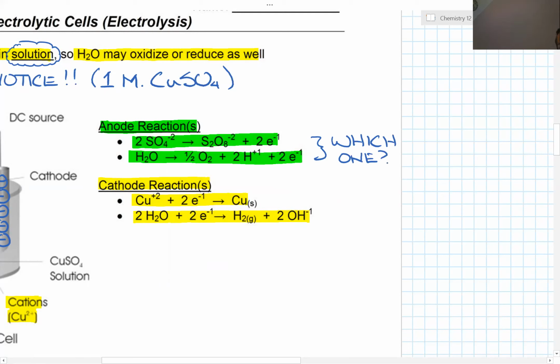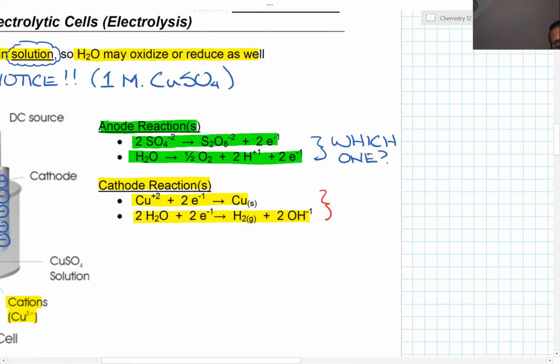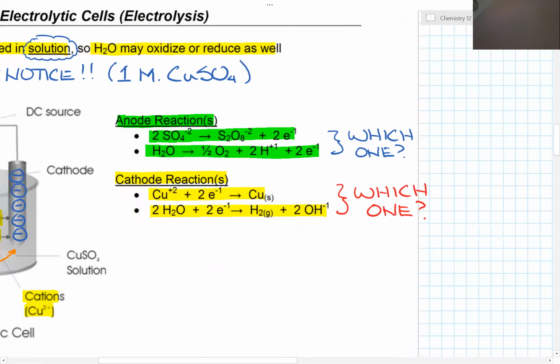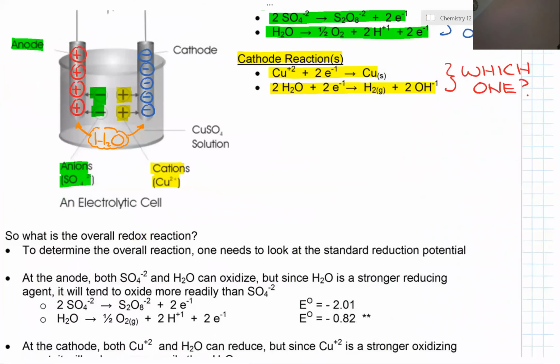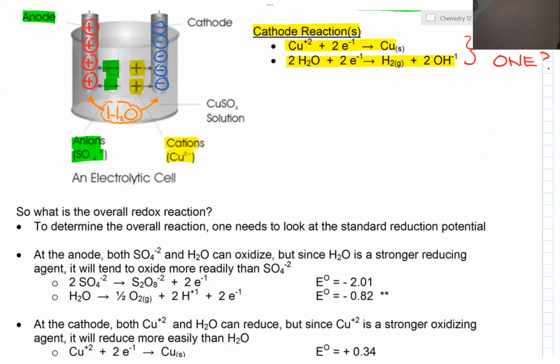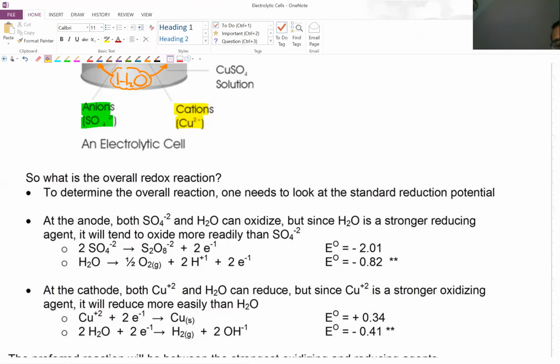Which one will undergo oxidation? Also, which one will undergo reduction? Okay. Now, what we need to do is the same thing. We need to look at the standard reduction potential table.